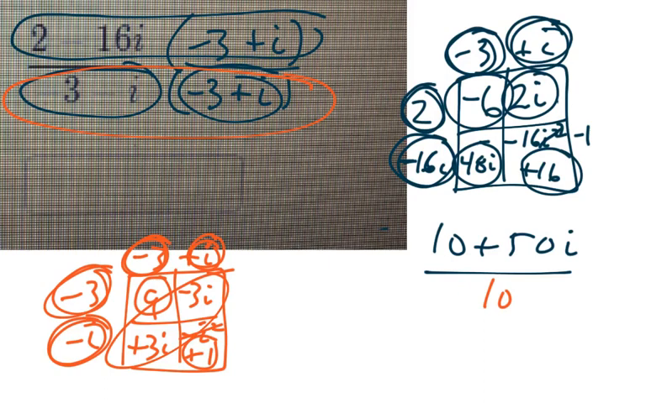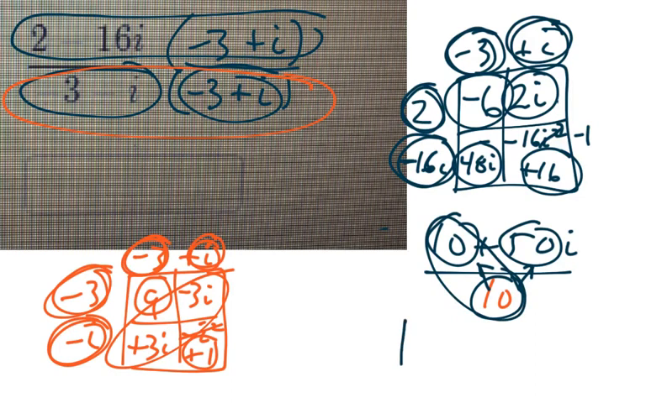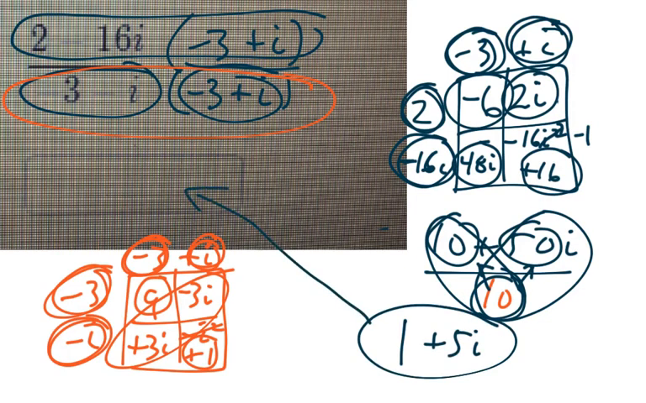So, if you look at our answer, guys, see how I can distribute this 10 or divide the 10 into the 10 and 50. So 10 divided by 10 is 1. 50i divided by the 10 is plus 5i. This is the answer you'd want to type in there.